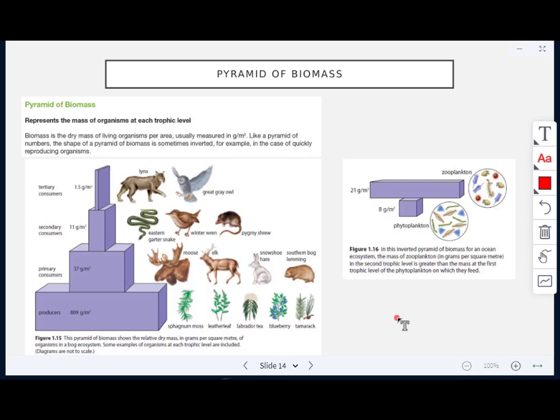This is an ocean ecosystem. So the mass of zooplankton in the second trophic level is greater than the mass at the first trophic level of the phytoplankton on which they feed.